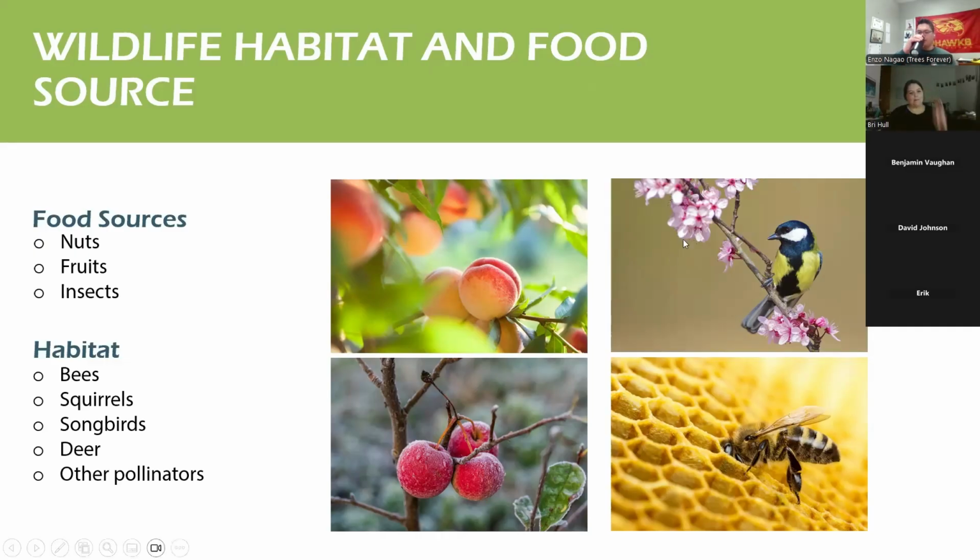Not just that, the habitat is also provided for bees, small mammals, of course birds and deer, and then other pollinators.